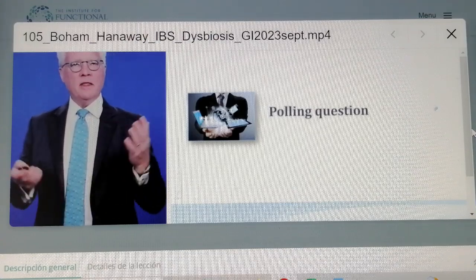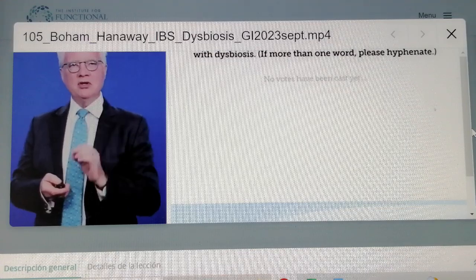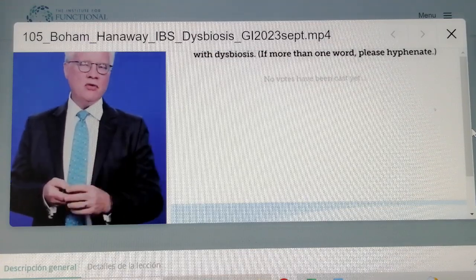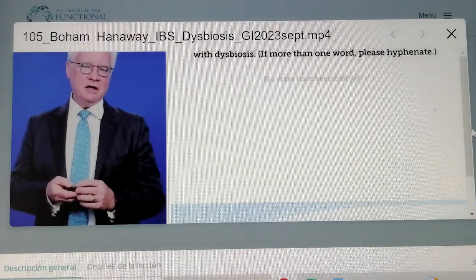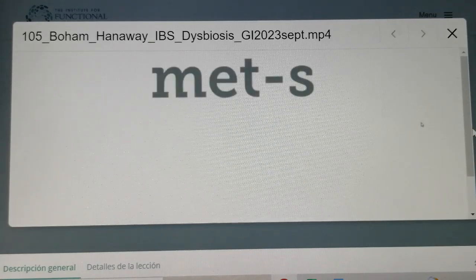Name a systemic disease that you would potentially associate with dysbiosis. If it's more than one word, please hyphenate it. And so we'll begin to see what are some of the diseases that are associated with this dysbiosis. So take your time to put in what you feel is something that is.